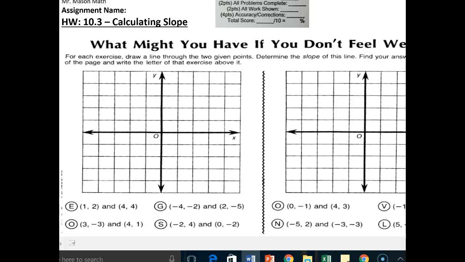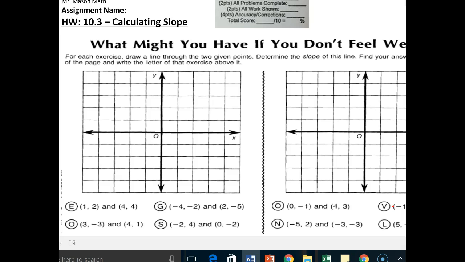So you will need a ruler or a straight edge, like the edge of a book, to help you out on today's homework. So please make sure you have that handy. Basically, each of these graphs consists of 4 different problems where you're going to plot points, connect them, so draw the line, and then find the slope of that.